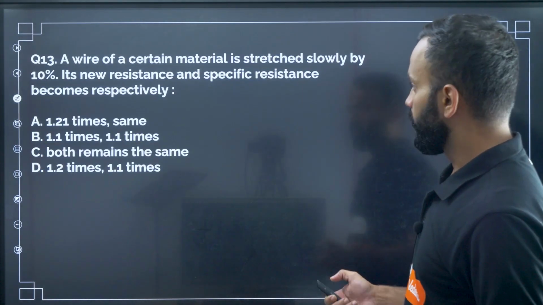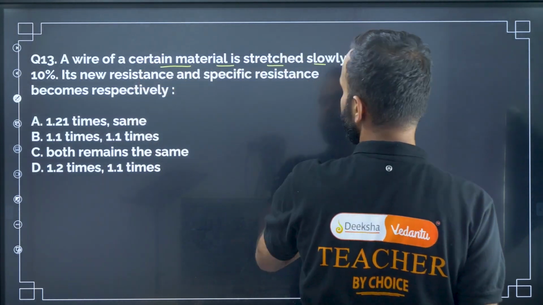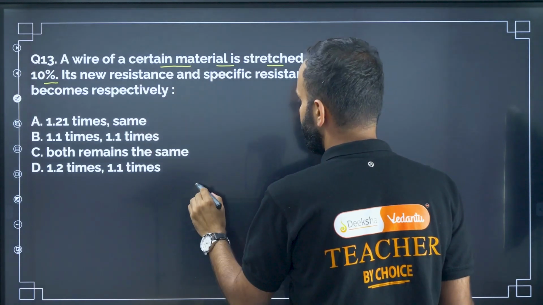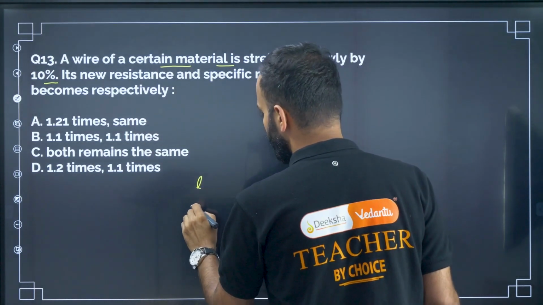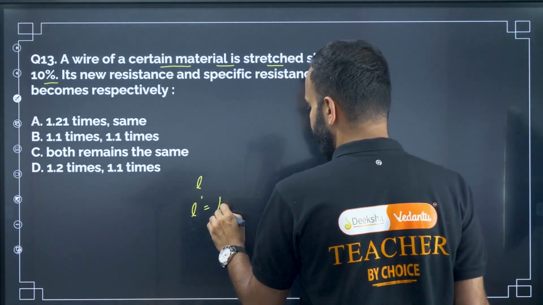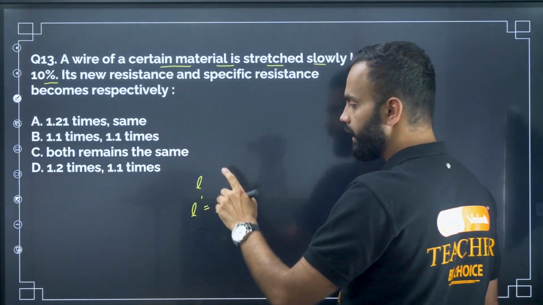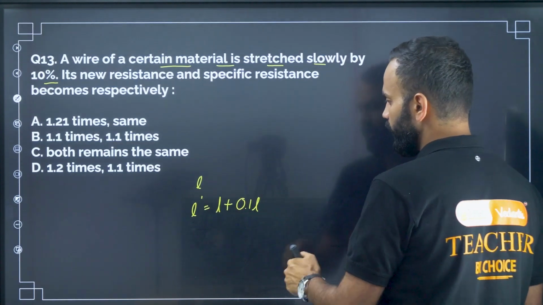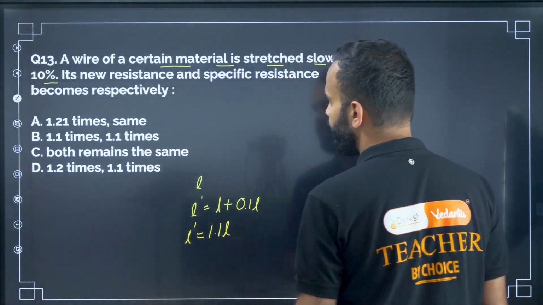Okay, next question, question number 13. A wire of a certain material is stretched slowly by 10%. So the initial length of the wire is L. Now it is stretched by 10%, right? So new length L dash is equal to the initial length L plus the increased length, so it is 10%, that is 0.1 times L. 10 by 100 is 0.1, so 0.1 times L. So new length L dash is equal to 1.1 times L.